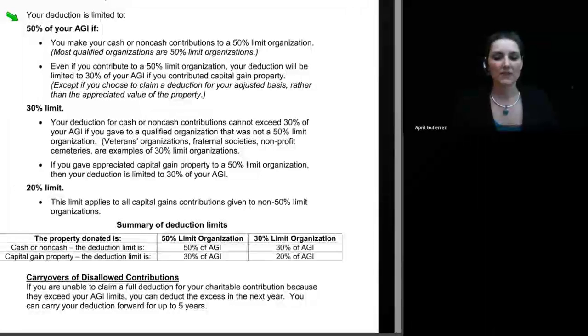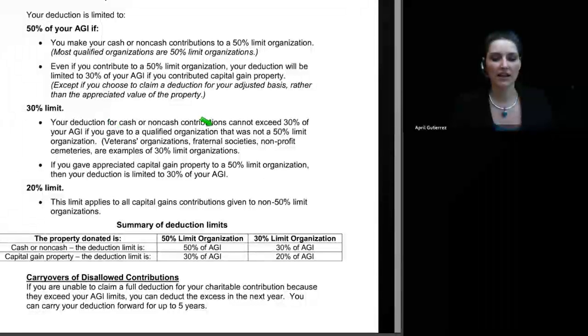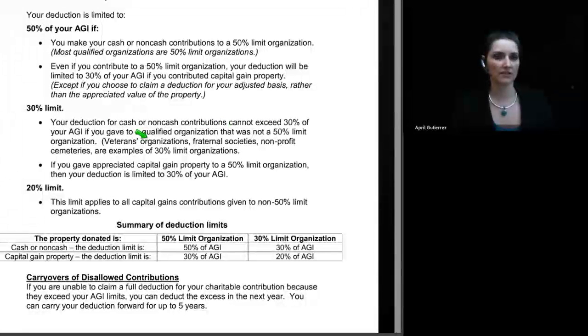So what is a 50% organization? Well, virtually all charities are 50% organizations. There's only a few that are not. Examples of the few that are not 50% organizations are veterans organizations, fraternal societies, nonprofit cemeteries. Those are examples of 30% organizations. Churches and 501c3s are 50% organizations.